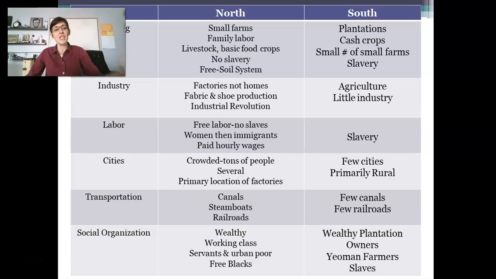In terms of social organization, and this is where things get important. Well, obviously it's all important, but social organization is key here. The North, the Union, was diversified in terms of its social classes and social hierarchy. The South was not, okay? In the North, you have wealthy, you have working class, you have servants and urban poor, and you also have free blacks. Now, obviously, working class, servants and urban poor, and free blacks outnumbered the wealthy, but you had significant division and reasonable amounts between the social groups.